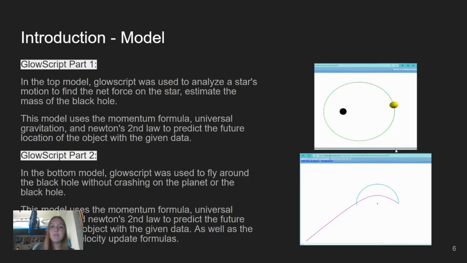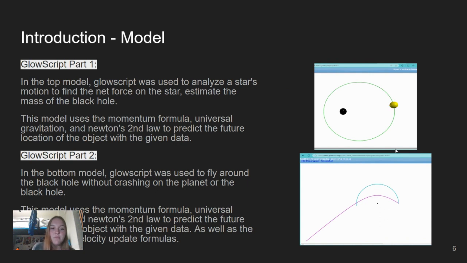In the top model, the GlowScript was used to analyze the star's motion to find the net force on the star and estimate the mass of the black hole. This model uses the momentum formula, universal gravitation, and Newton's second law to predict the future location of the object within the given data. The bottom model GlowScript is part 2.